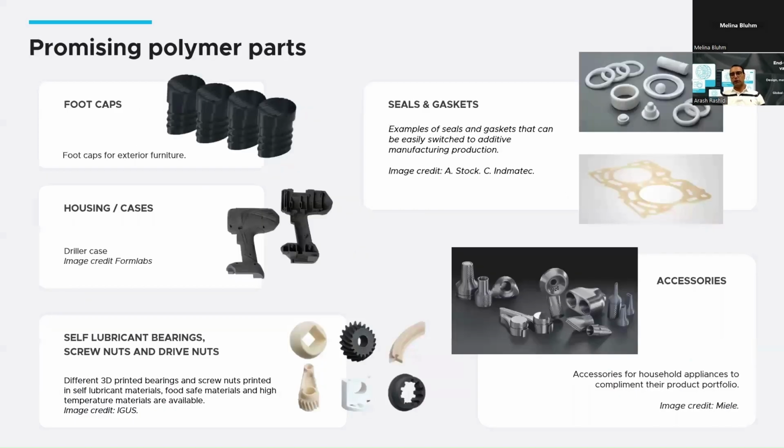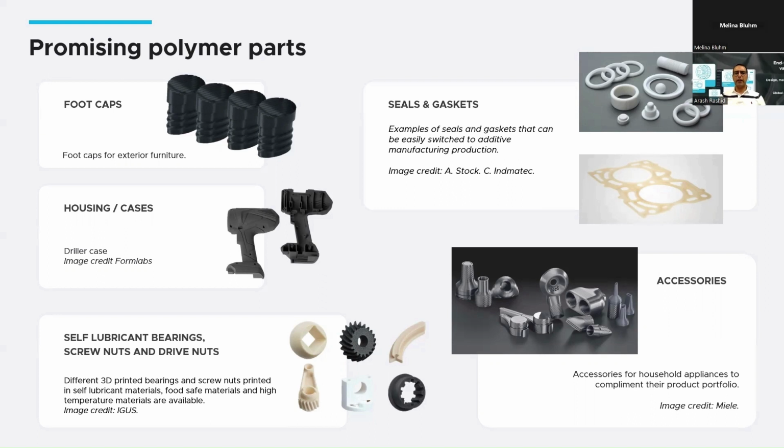So now let's say, okay, what are different parts that are interesting? As I already said, spare parts for exterior furniture like foot caps. These are really simple geometries, but the fact that they are not required in very high amounts, especially after the end of life of the product, makes them a promising part for 3D printing.